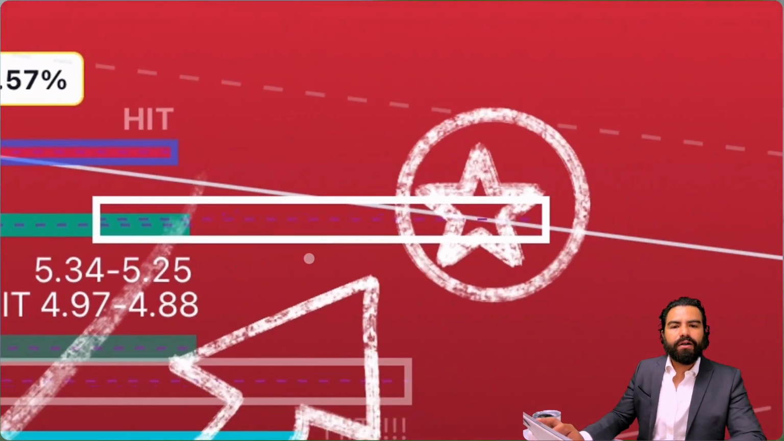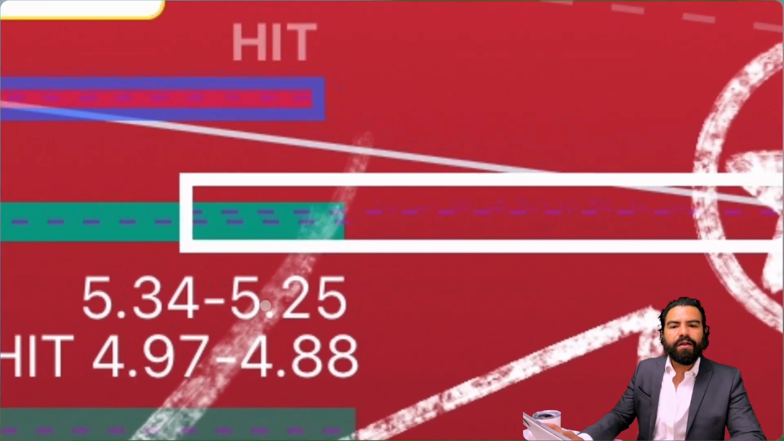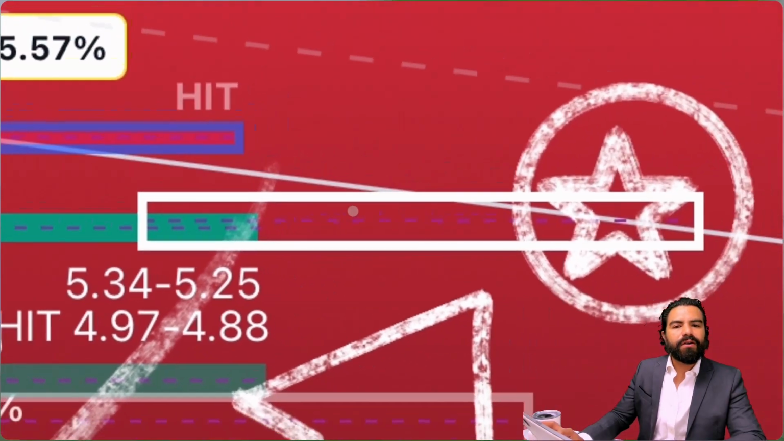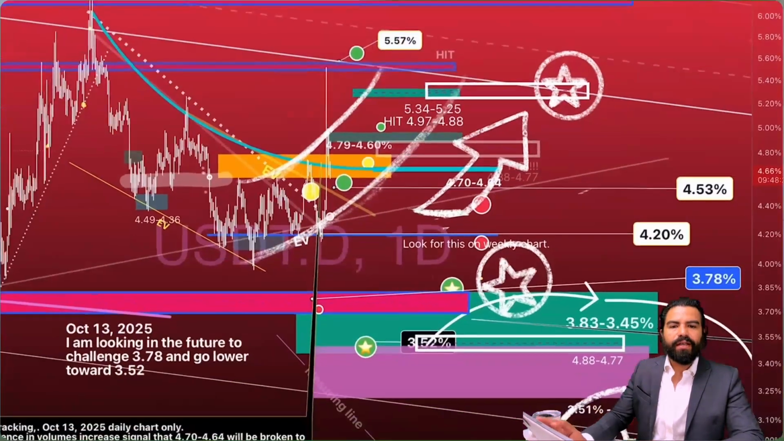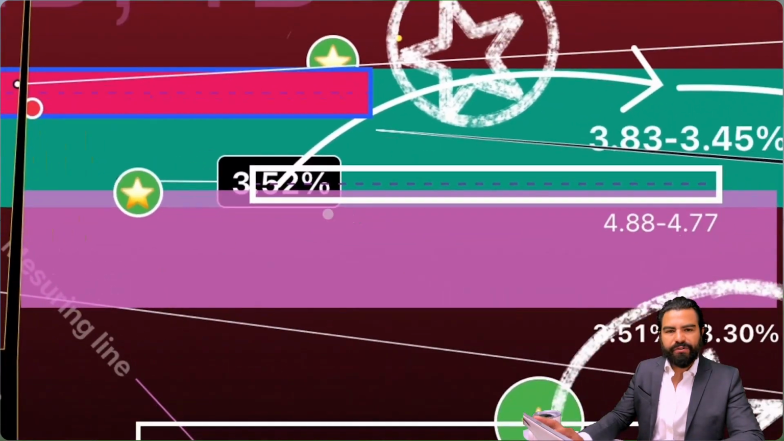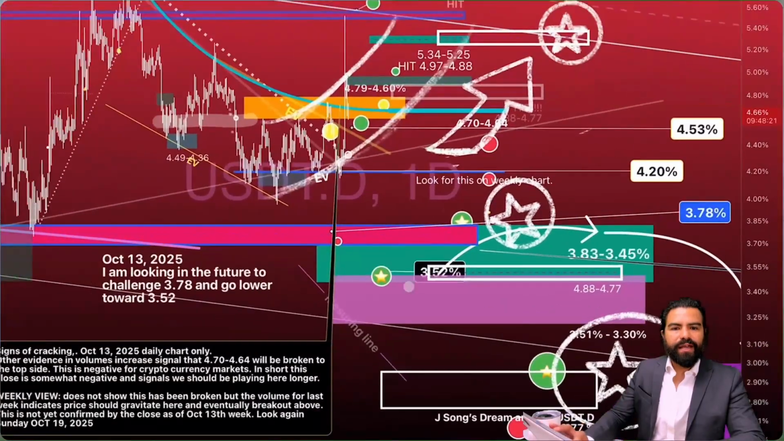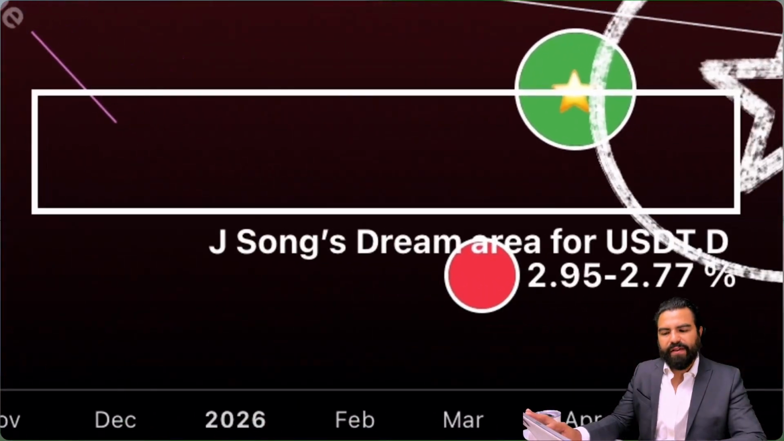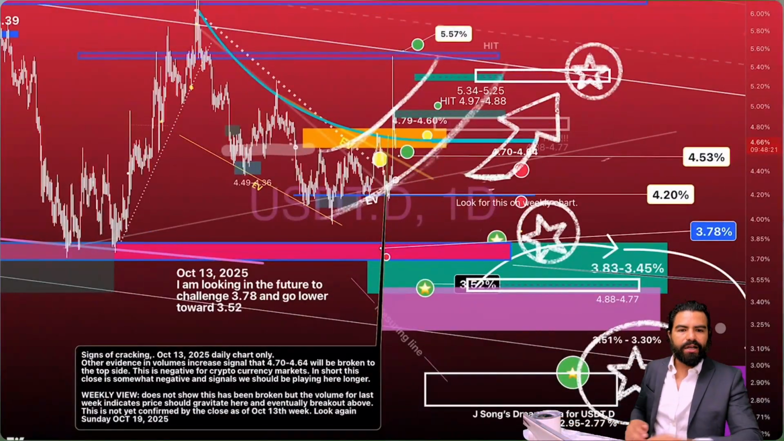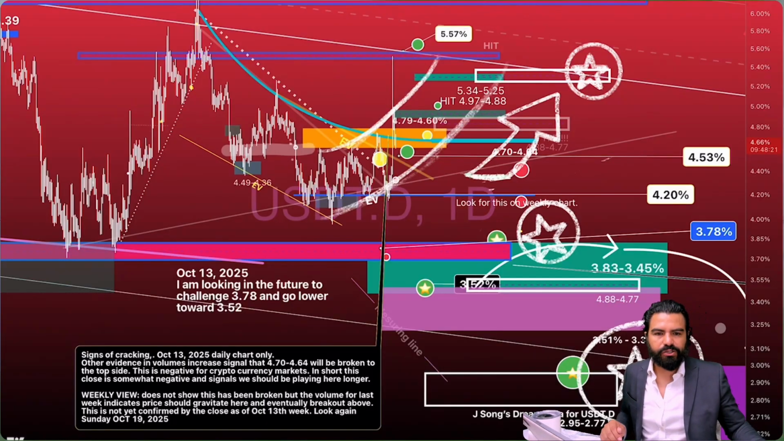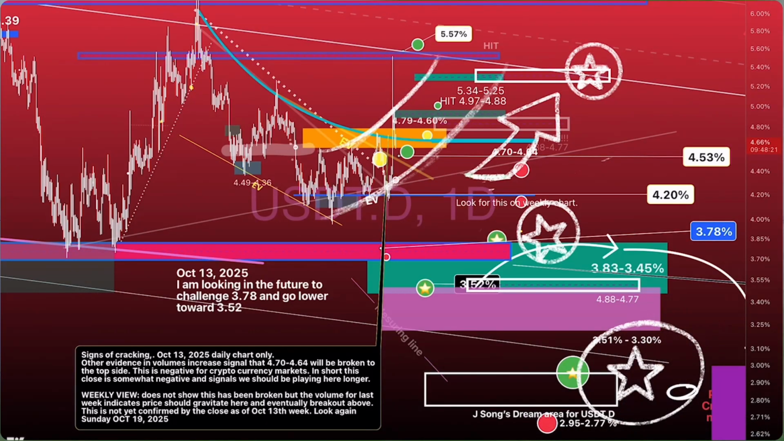Again, the numbers are 5.34, 5.25, somewhere around there is where I believe we're getting, and then the 3.52 area right here, 3.78, 3.52, and primarily 2.95 and 2.77. So just write those down, and you can take a quick screenshot, but that's where my full analysis is from our previous updates on USDT.D.